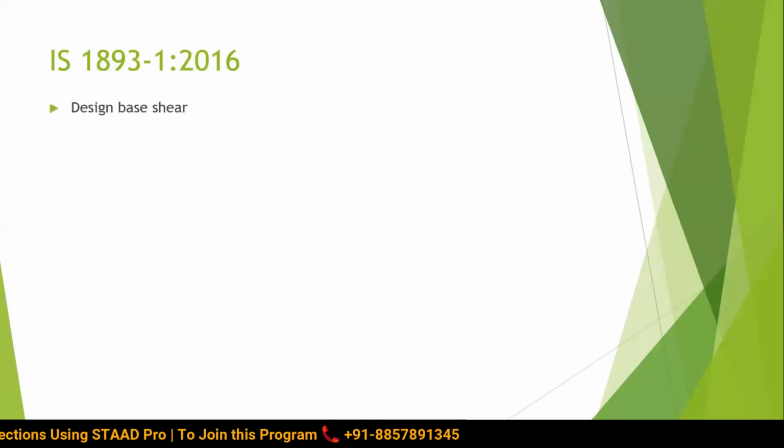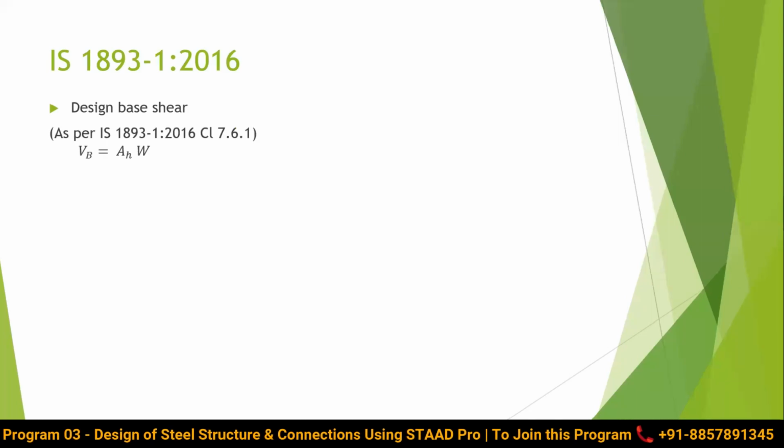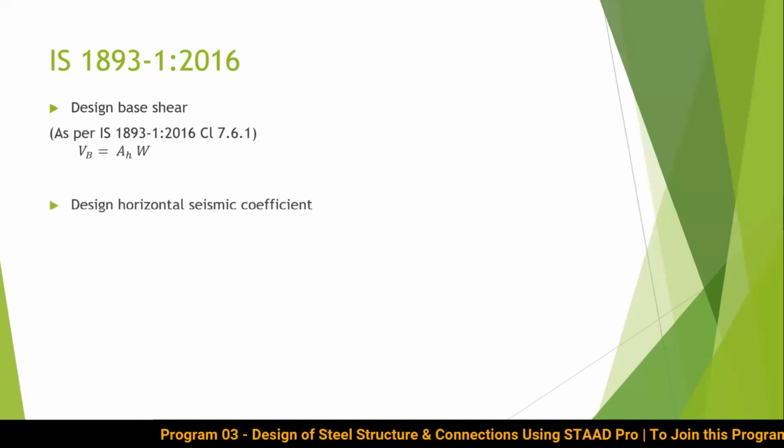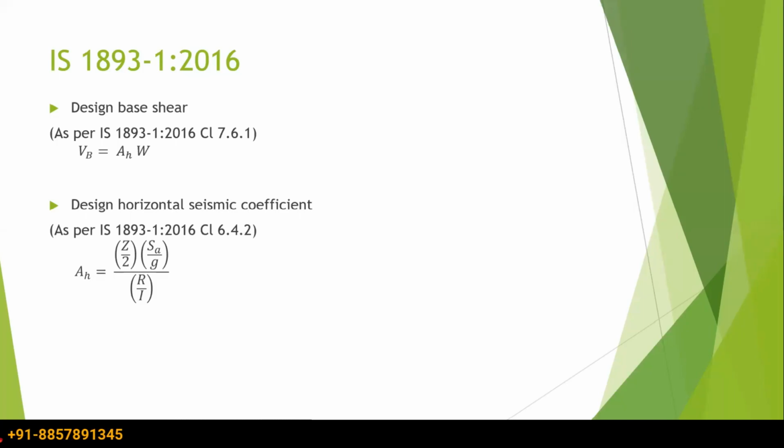Then how do we apply this earthquake load? As per the code IS 1893 2016, we calculate the base shear. The base shear formula is Ah into W, and the seismic horizontal coefficient Ah, as per the code, has the formula Z by 2 into Sa by g divided by R by I, where Z is the zone, Sa by g depends on the type of our soil, R is the response reduction factor, and I is the importance of our structure.